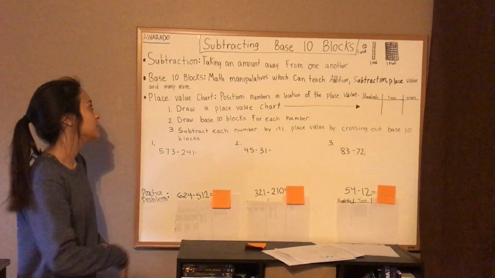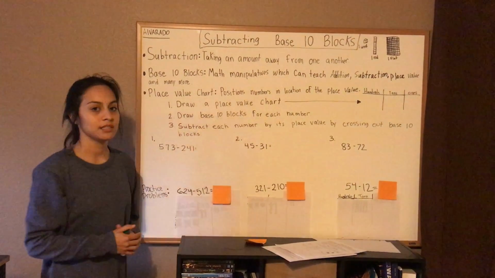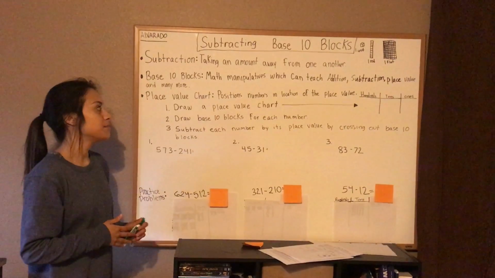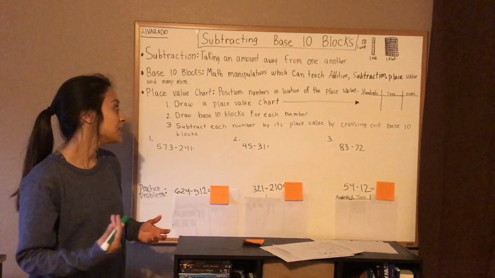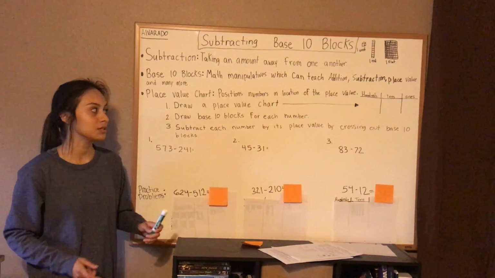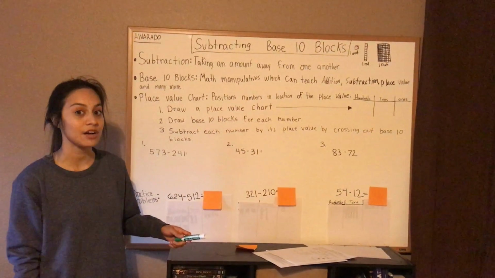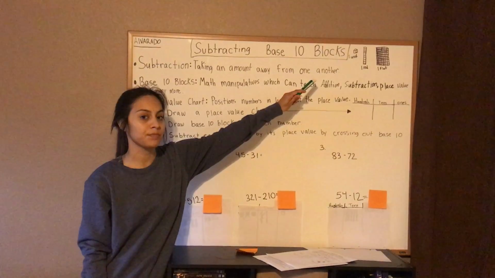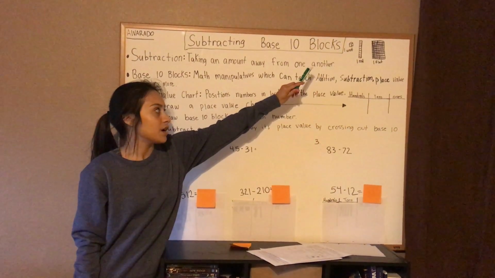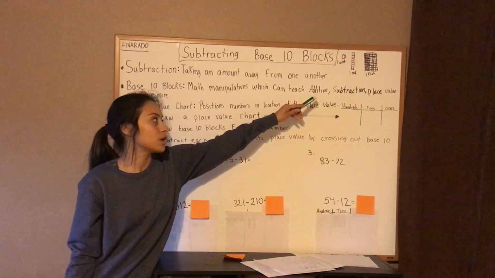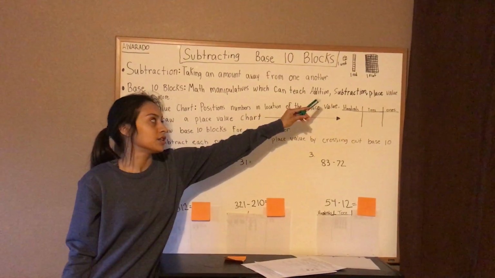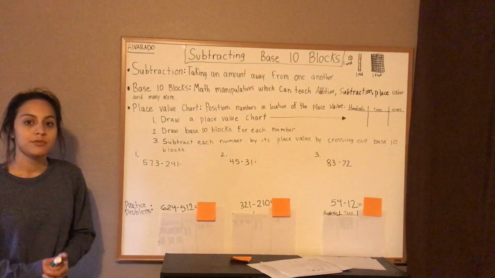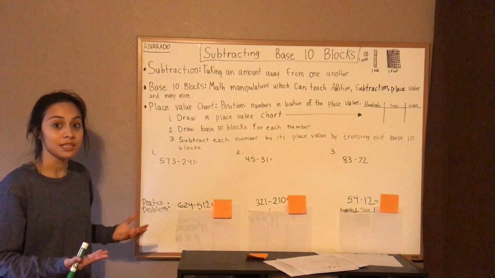So one thing would be subtraction, which is a process of taking away from one another. Another thing would be base 10 blocks. So it's math manipulatives, which can teach addition, subtraction, and place value, which you'll see in the right corner. So one little square is 1 unit. 10 squares altogether is 1 rod. And then there's 100 squares, which is 1 flat. So that's one thing that we'll be using within this lesson.